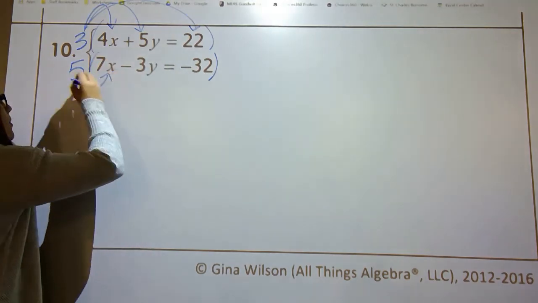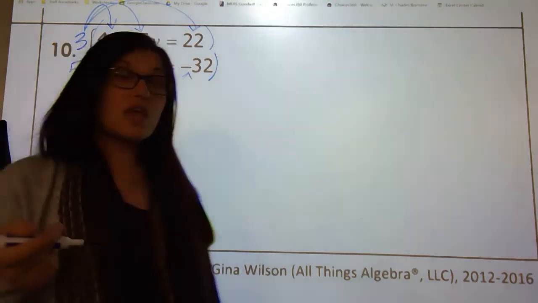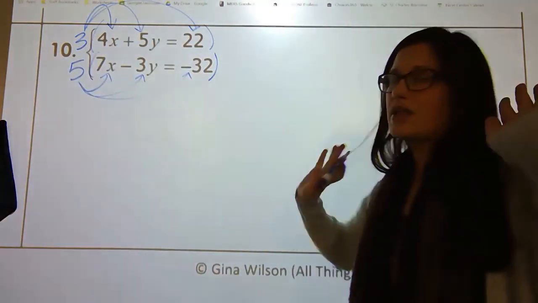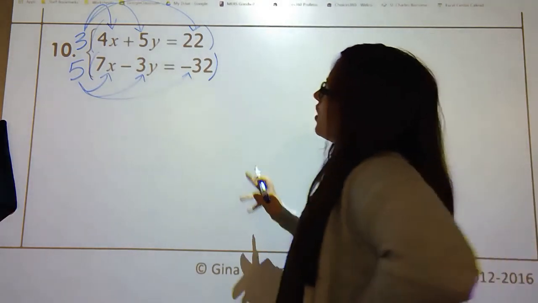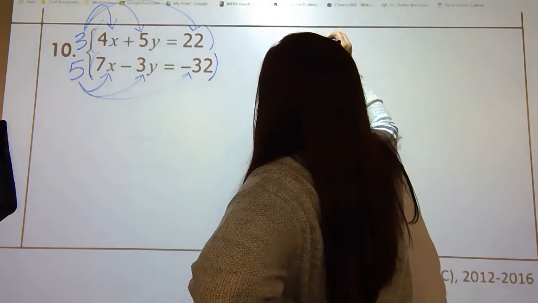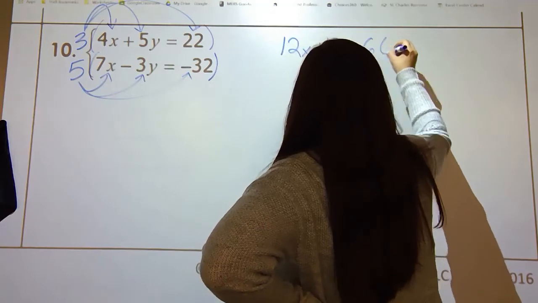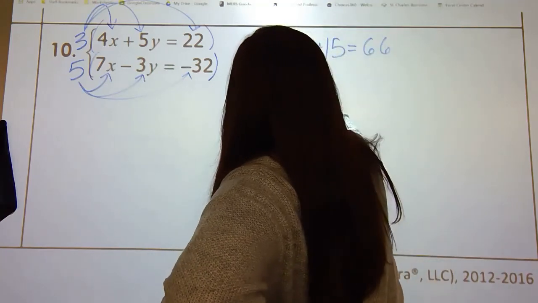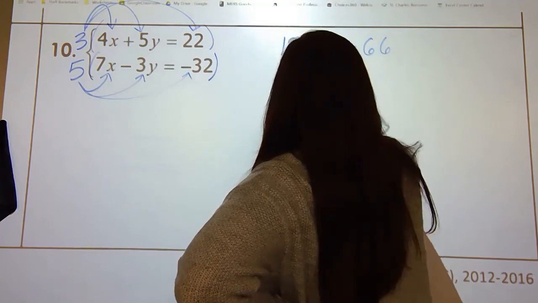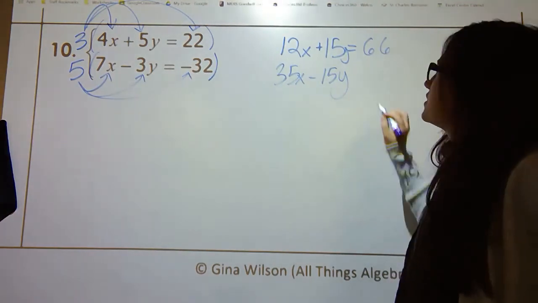I always feel like my mistakes, and mistakes that I find on work, are made during this distributing process because we get a little carried away. We gotta do a lot of distributing. So take your time. I got 3 times 4x is 12x. 3 times 5y is positive 15y. And then 3 times 22 is 66. And then I have 5 times 7 is 35x minus 15y. I forgot my y, guys. See, I told you, mistakes all over the place.